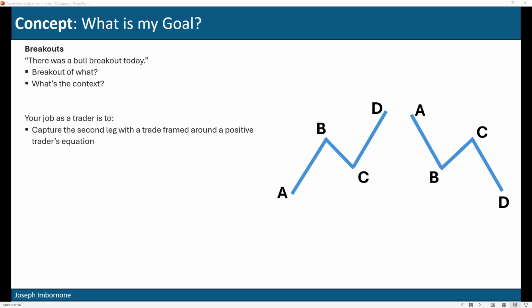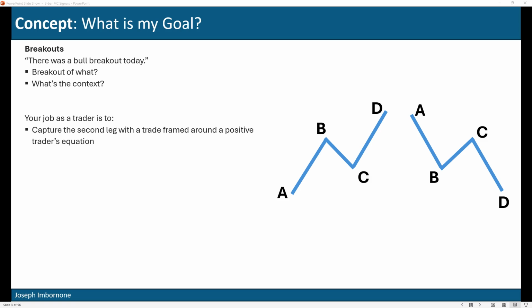Was it a 1-bar breakout? Was it a 4-bar breakout? Was there a micro gap? Were the bars uniform in size? Was it leg 3? You can ask a series of questions. So there's a lot that goes into it. Saying there's a breakout is not enough information, so we need to go deeper. But that's not what this video is about.